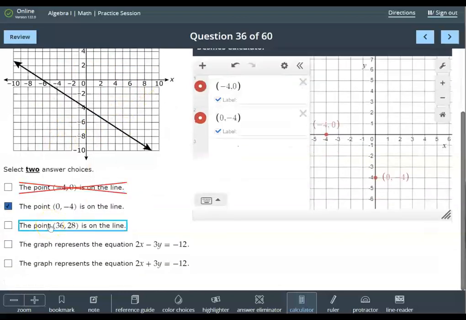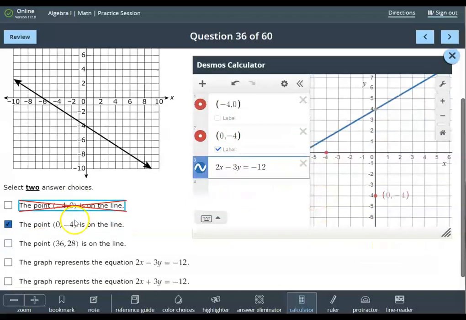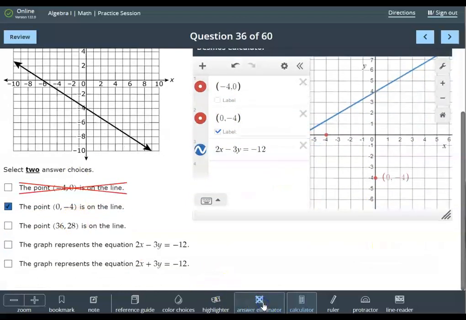The next one says the graph that represents the equation. Well, let's try typing the equation in just as it appears. 2x minus 3y equals -12. And right off the bat, I see the slope of that line is positive. It is not intersecting 0, -4. Let me get rid of this point, by the way, because I know that one's not on the graph. But no matter what, I can tell right off the bat this one's not going to work. Click on Answer Eliminator, and we can cross this one out.